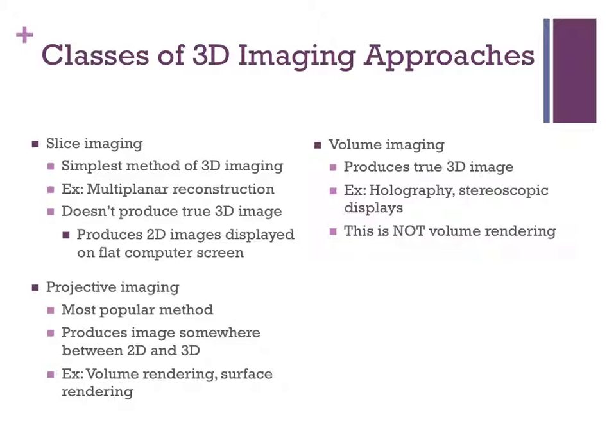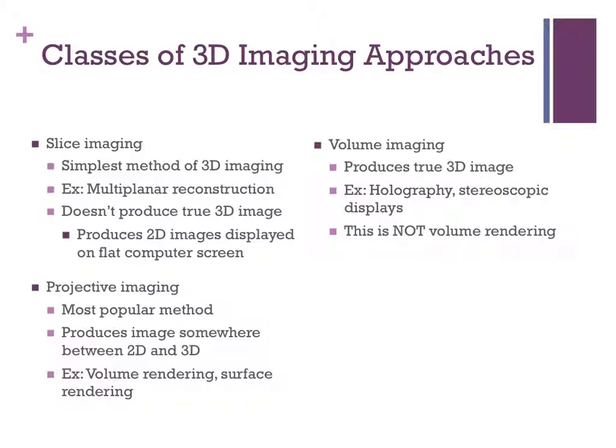There are 3 classes of 3D imaging, which include slice imaging, projective imaging, and volume imaging. Slice imaging is the simplest method of 3D imaging. An example is multiplanar reconstruction, where you can generate and display coronal and sagittal images from the axial images. Although MPR is now on every scanner commercially available today, multiplanar reconstruction does not produce true 3D images, but it does produce 2D images displayed on a flat computer screen.